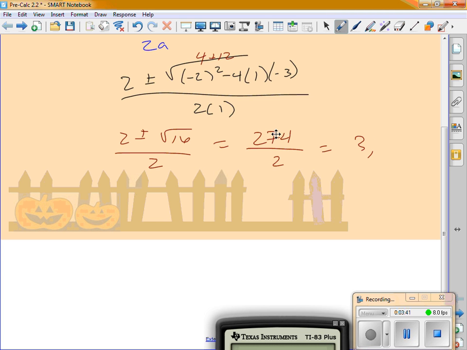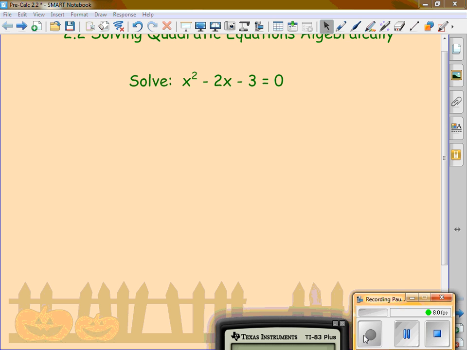What's 2 minus 4? 2 minus 4 is negative 2. Divided by 2 is negative 1. So my answer is 3 and negative 1. Still the same exact answer, just a lot more work. And let's try another method.